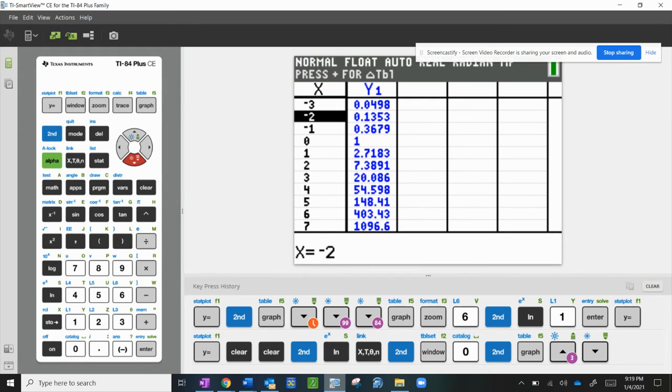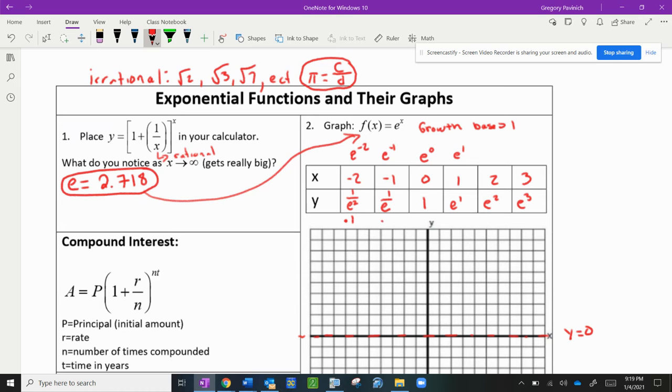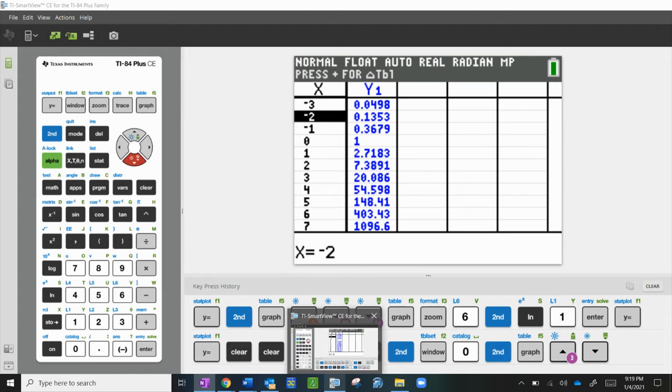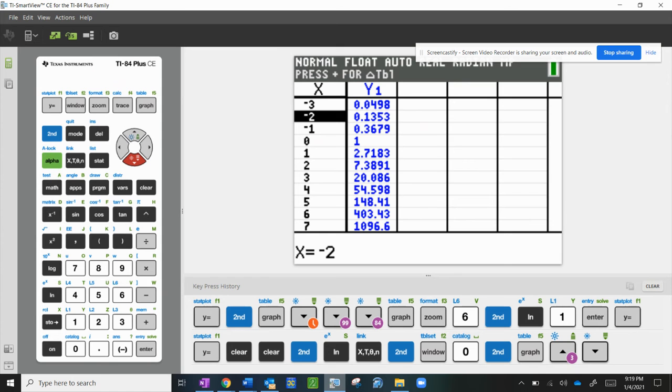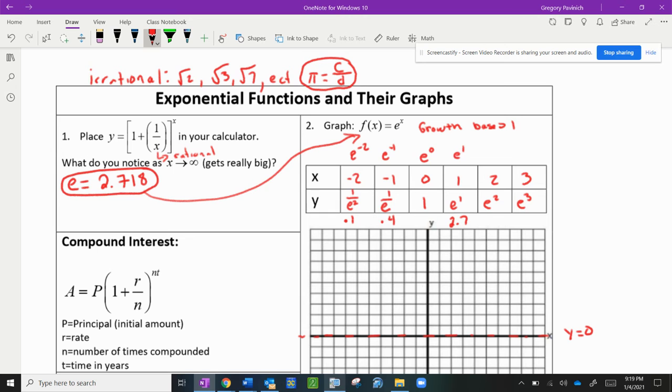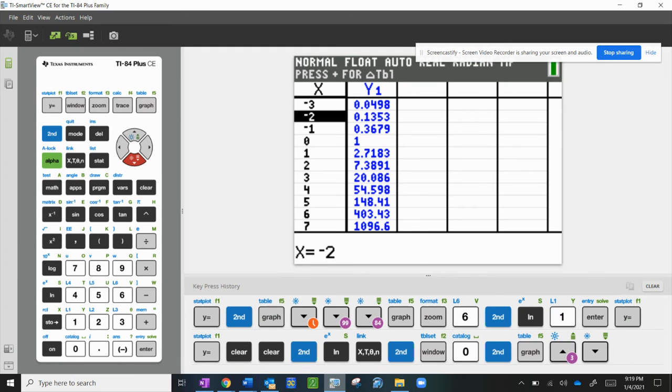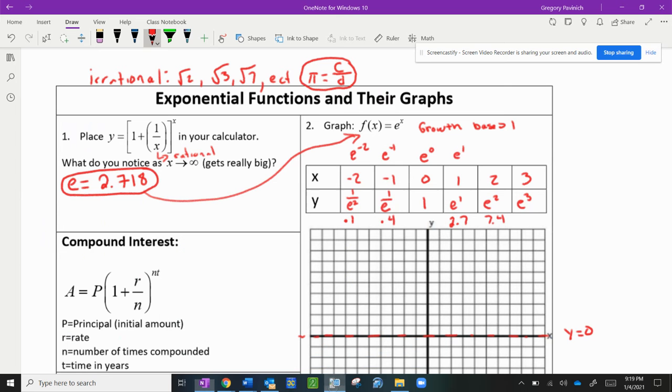Can't be much more accurate than that. And then e to the -1 is about 0.4. And then e to the 1, well, we know that's about 2.7. And then we know e squared is going to be 7.4. And then e cubed was 20.1, which we won't have.